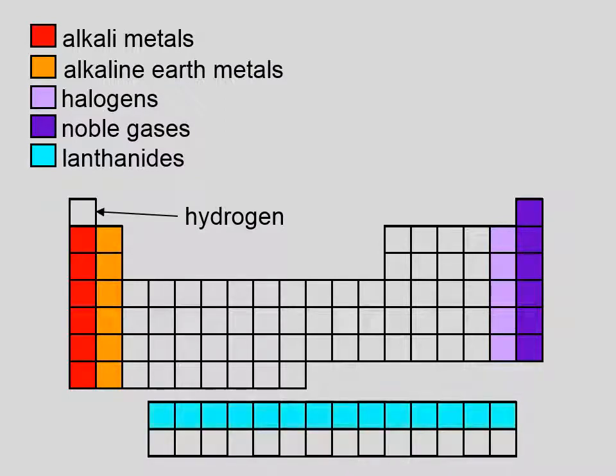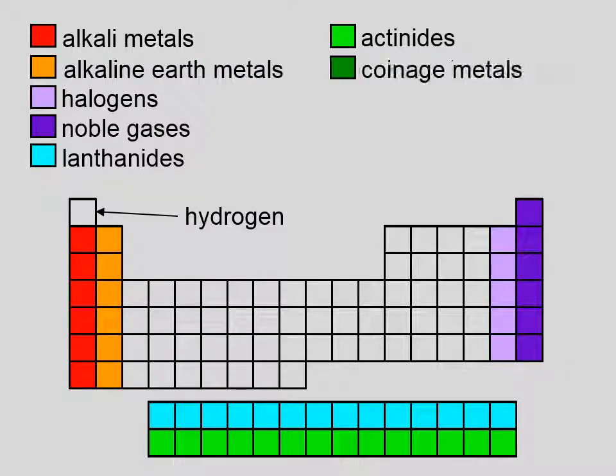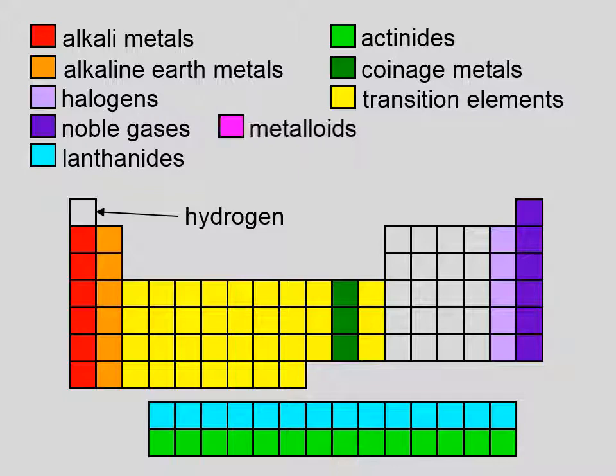The lanthanides are the top row of the two rows that are set below the main body of the periodic table, and the actinides are the bottom of those rows. The coinage metals are group 11, copper, silver, and gold. The transition elements are also called the d block. Now, the coinage metals, which here are in green, are also transition elements. But we give them a special name because they kind of have a special place in history, being the first elements that we used in coining currency.